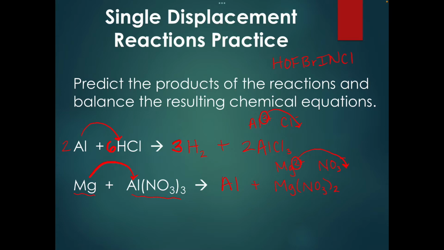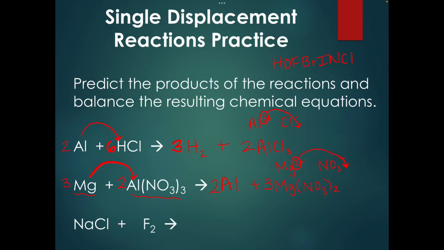Now we need to balance it. Do you see that we have 3 nitrates on the left and 2 nitrates on the right? That means this is going to need to balance to 6. So I'm going to put a 2 here and a 3 here to balance out my nitrates. Then I can put a 3 on the left here to balance my magnesiums and a 2 on the right to balance my aluminums.